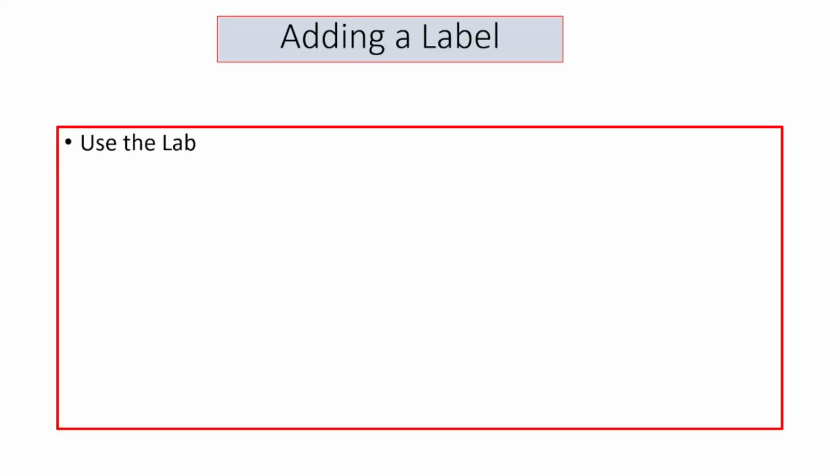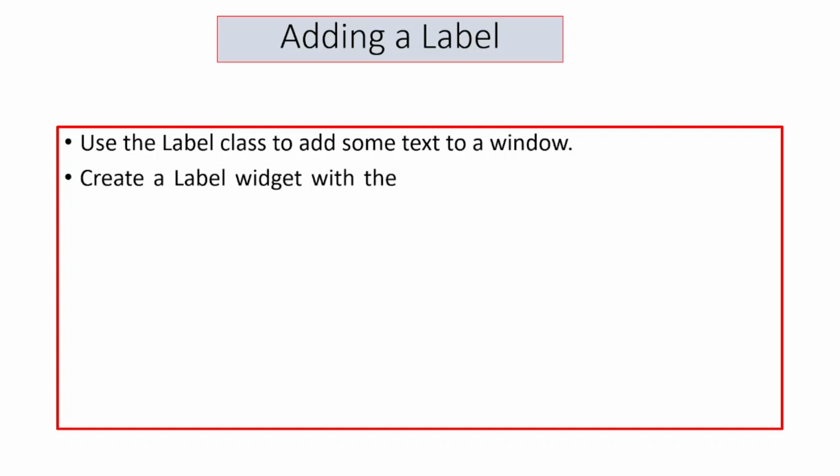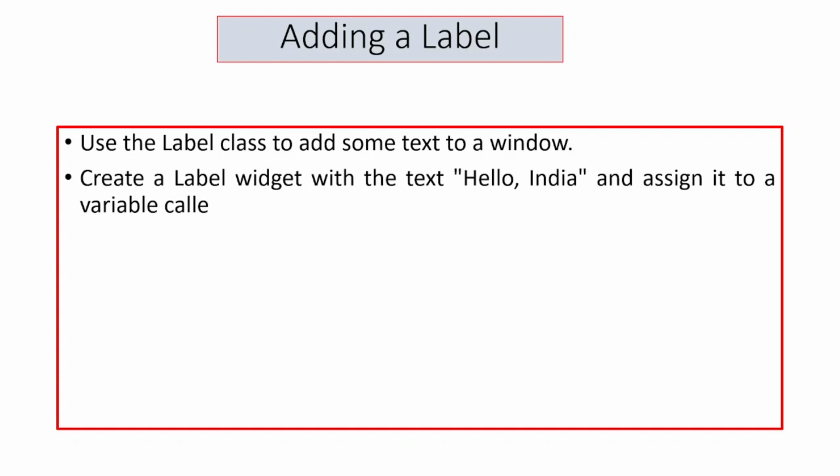So let's understand how to add other widgets to the window, starting with adding a label. Use the label class to add some text to the window. So here we are going to use a class named label. Create a label widget with the text hello India and assign it to a variable called label1. Means we are going to start with creating a label widget. The text of that label will be hello India, and we are going to assign it to a variable called label1.